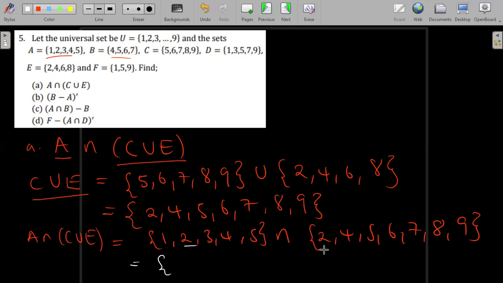That is 2 is common in both sets. So 2 there. Then what else is common? 2 and 5. 2 and 5 there are common. So this here is my A intersect C union E, which is given. That's the first one.